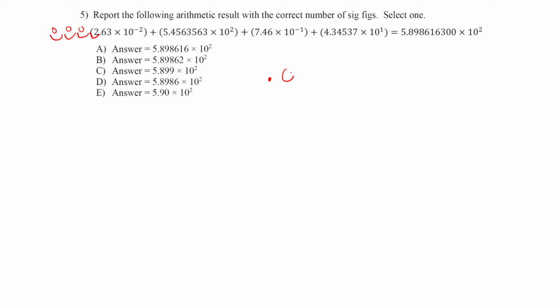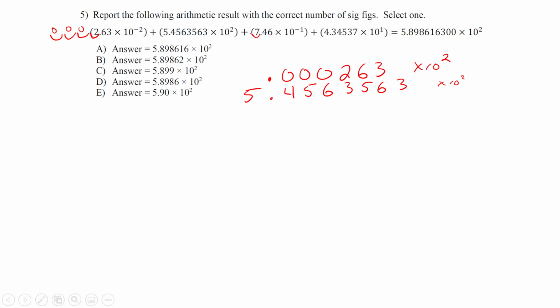So 0.0000263 times 10 to the second power. What about this one? This one's already at 10 to the second power, so 5.4563. What about this one? Well, 10 to the first, 10 to the 0, right? 10 to the first, 10 to the second. 0, 0, 7, 4, 6.